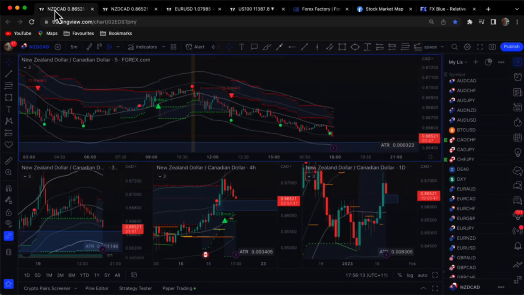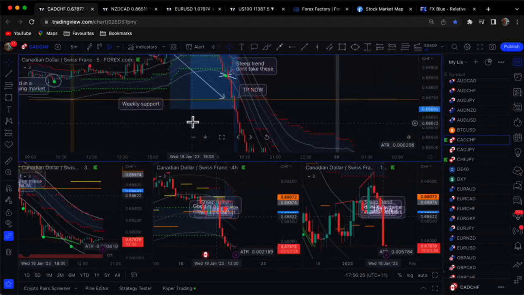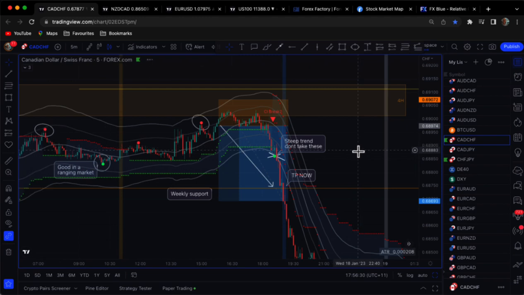Go over to this layout and we'll go CAD Swiss. I'll explain this. So this was our trade. It's pretty simple. We retraced into this level here. This is a 4-hour order block. This yellow line is part of our indicators. This is a daily resistance. When we see our red dot after the market's been ranging, it's an opportunity, generally speaking.